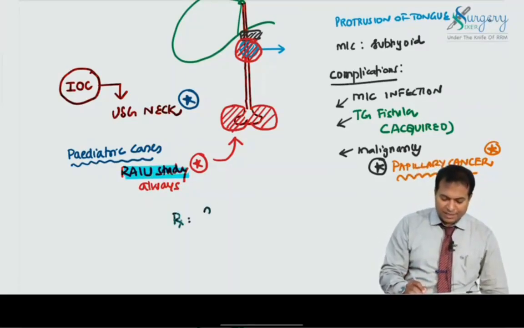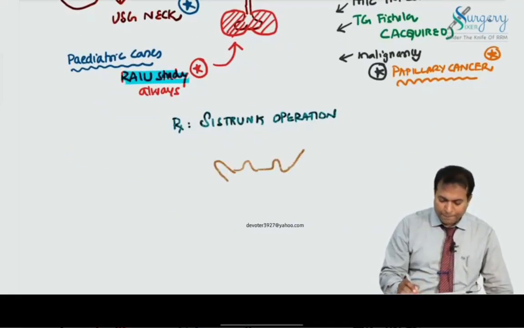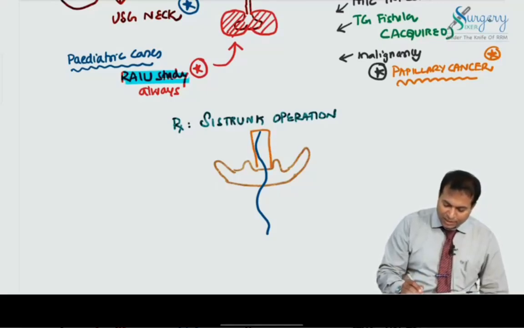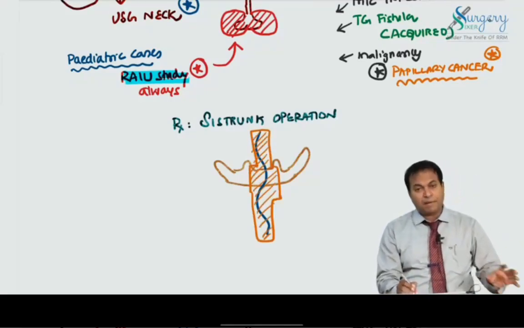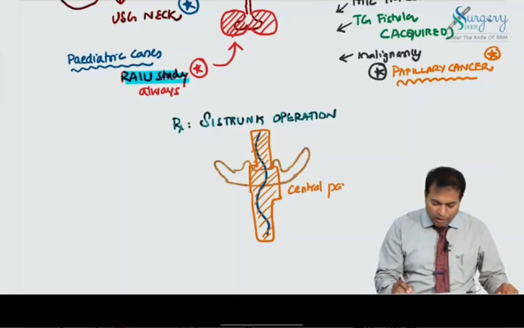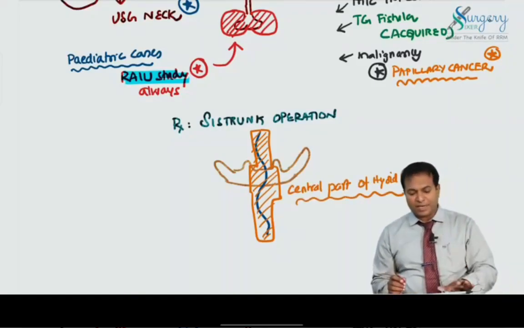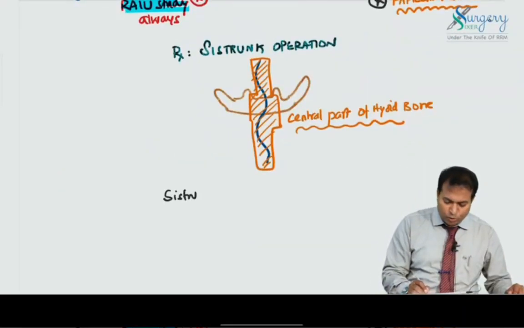Otherwise, the treatment is Sistrunk operation. All of you know the answer: Sistrunk operation. The interesting thing in Sistrunk operation is we have to remove the entire tract along with what? This is the hyoid bone. See, this is the tract. I will remove the entire tract like this, along with the central part of the hyoid bone, not the full hyoid bone. Please remember, the central part of the hyoid bone is removed in Sistrunk operation. Okay, I want you to remember this point. There is one more place where we do Sistrunk operation. Where do we do Sistrunk operation?